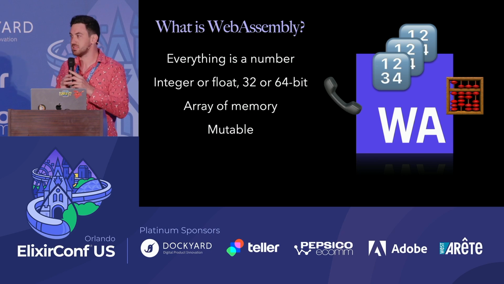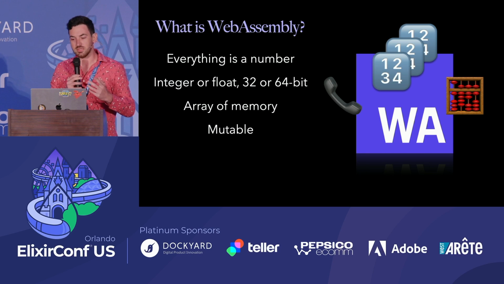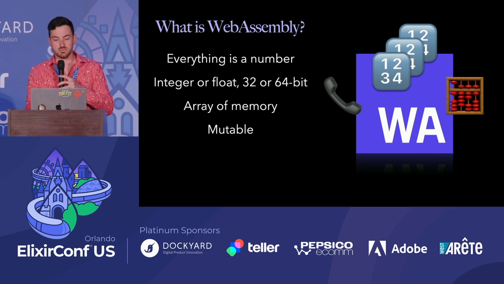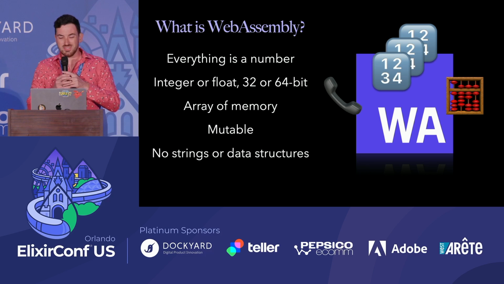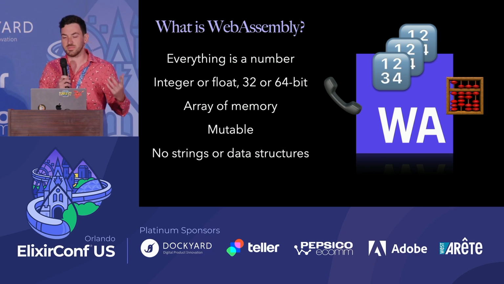Everything's mutable, so that's an interesting contrast to Elixir. Everything in Elixir is immutable by default, whereas this is the opposite world, which is modeled on how CPUs and memories work on computers. But there are no strings or data structures, there's no fetch, it's pretty low level. Not even having a string or an array or anything like that feels pretty constrained.